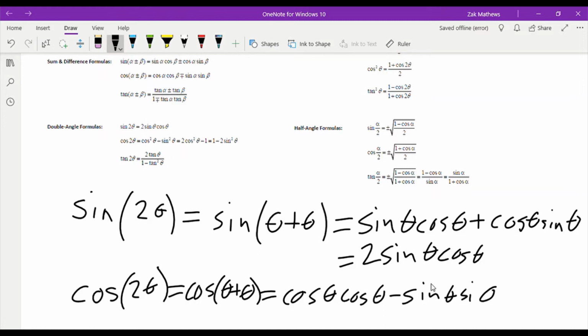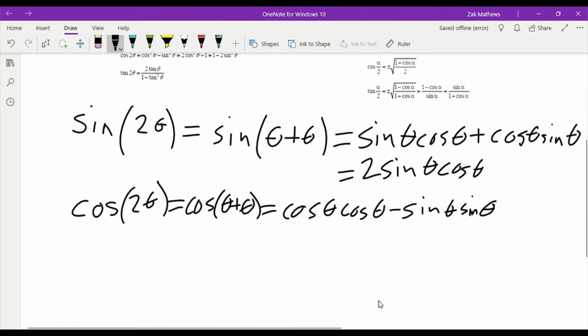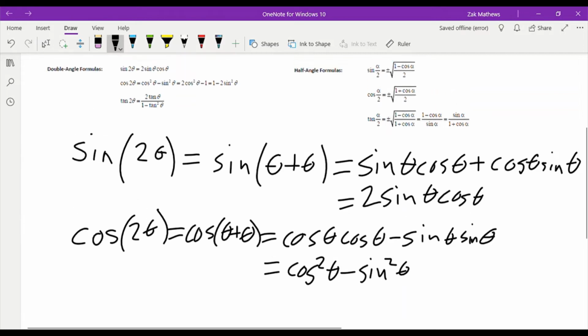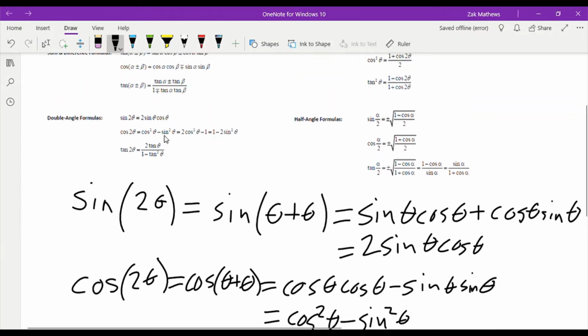And so when we multiply these things together, if we multiply cosine by cosine, that is just a cosine squared. Sine times sine is sine squared. And so there's our double angle formula: cosine squared theta minus sine squared of theta. But notice there are two other versions of it, and where are those coming from?